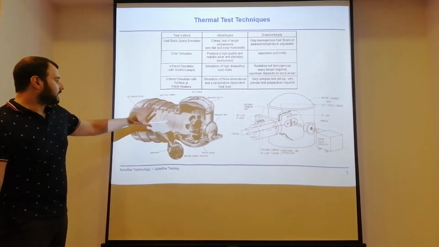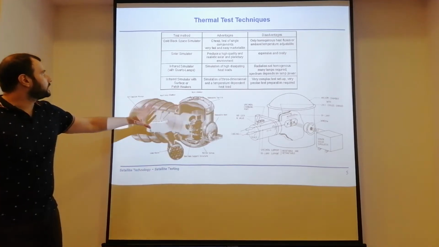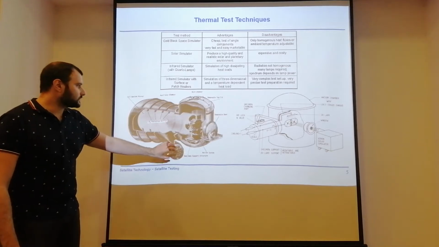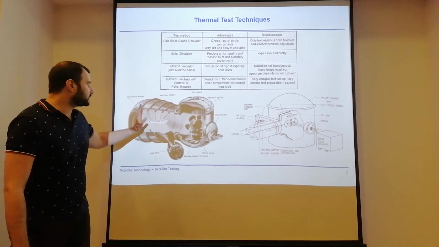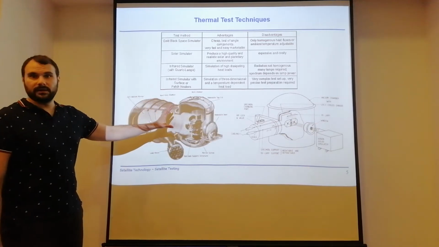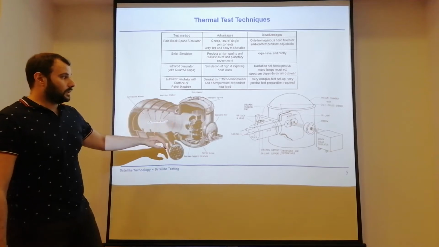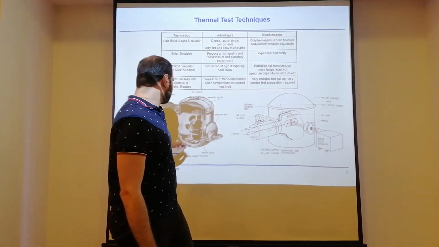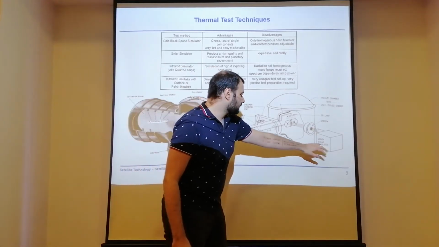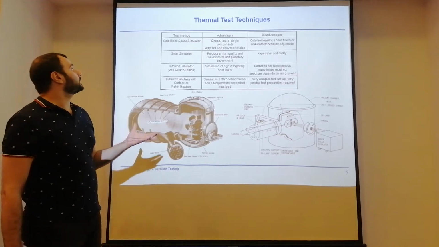And here we see an example of a big space simulator with a satellite in there. We have some lamps to simulate sunlight and a big mirror to reflect that. And this whole chamber can be under vacuum conditions. Or a different model here: instead of big solar lamps, we use a xenon solar simulator and also put it into a vacuum chamber.